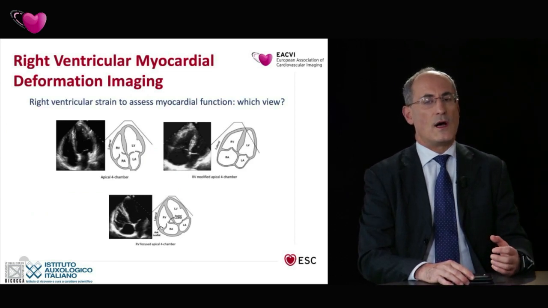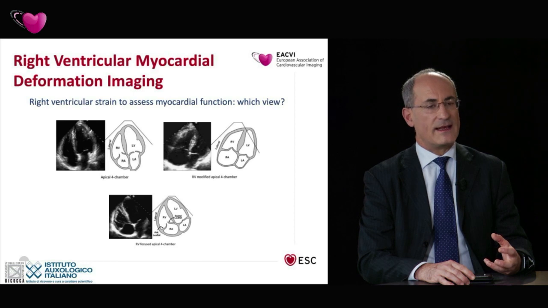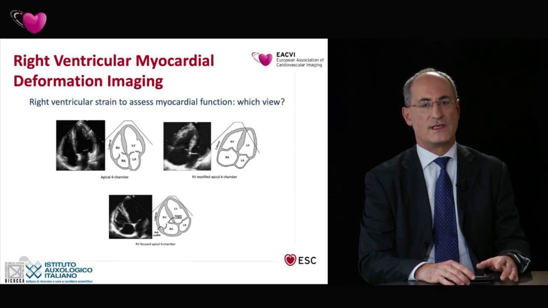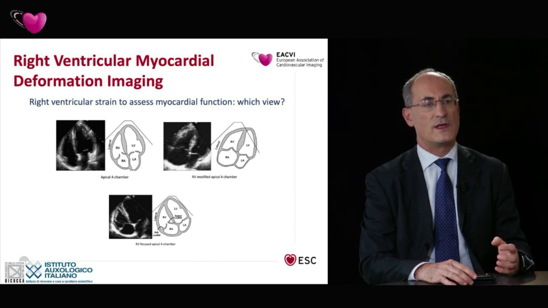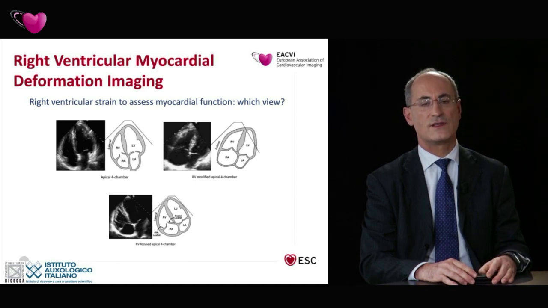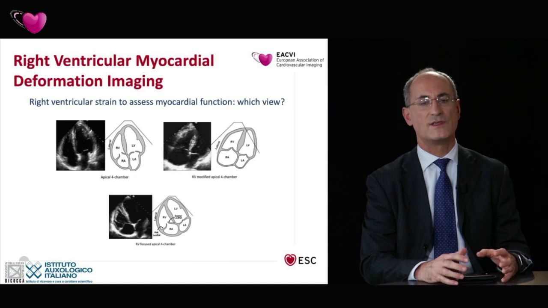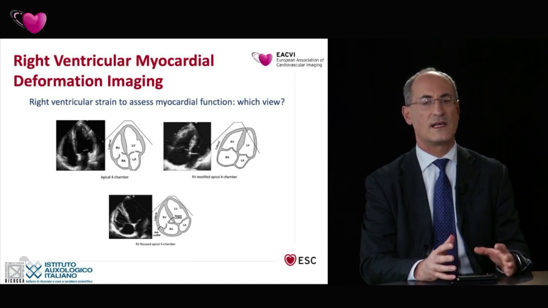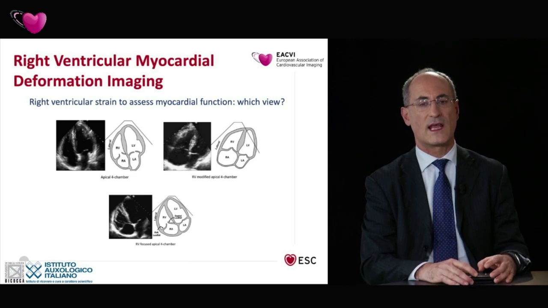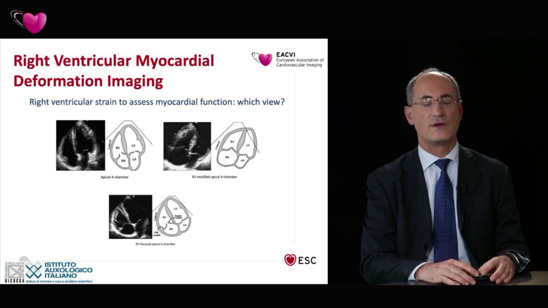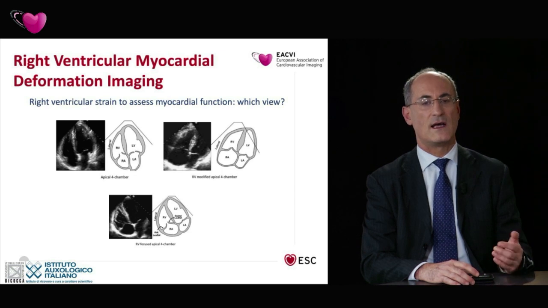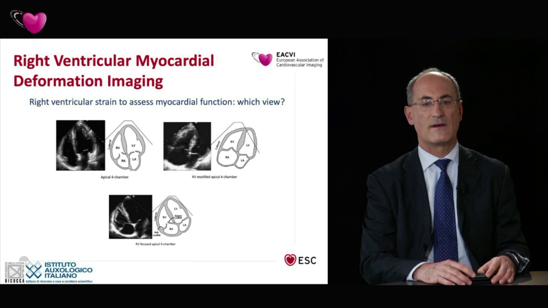Now, if we understand that we should use it, we go to how we should assess right ventricular strain. And the first question that comes up in the EchoLab is which view I should use among the different views of the right ventricle that I can obtain. The main ones are shown in this slide: the classical apical 4-chamber view, the right ventricular modified apical 4-chamber view, and this right ventricular focused apical 4-chamber view.